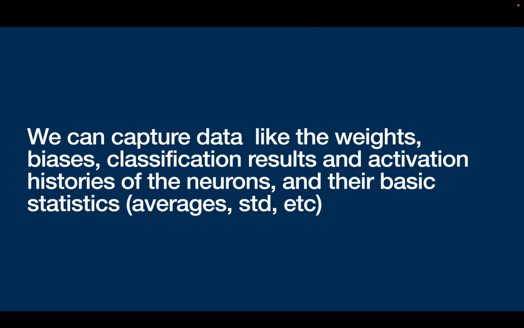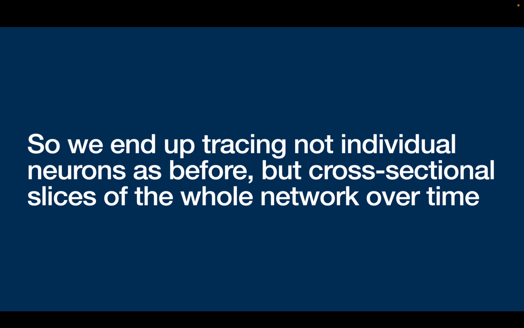So as you go through this recording process, you can capture weights, biases, classification results, really anything, the basic statistics, and put them on the canonical form of the neuron. So you're tracing these cross-sectional slices of the network, but you're also preserving the average state of each neuron.